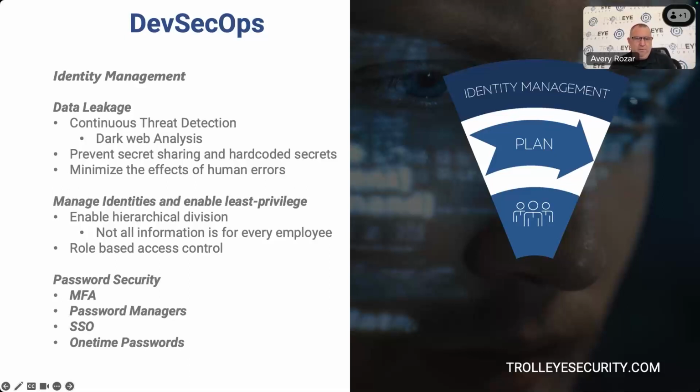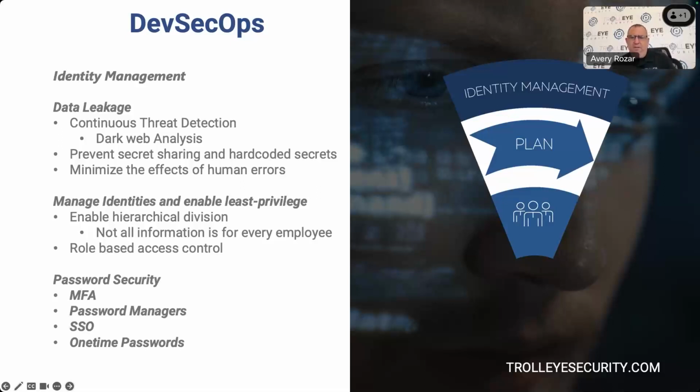leaked secrets. You also want to try to prevent secret sharing and hard-coded secrets in the source code using tools like AWS Secrets or Google Secrets. There's a number of different ways to make sure that you don't have secrets hard-coded in the applications and you're just calling that information when you need it in the live application.